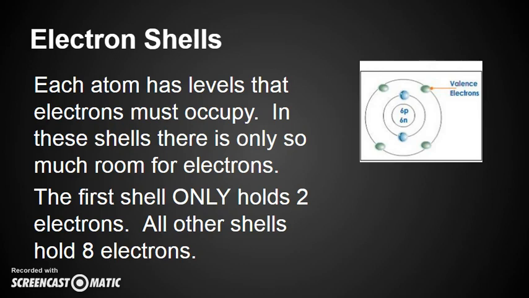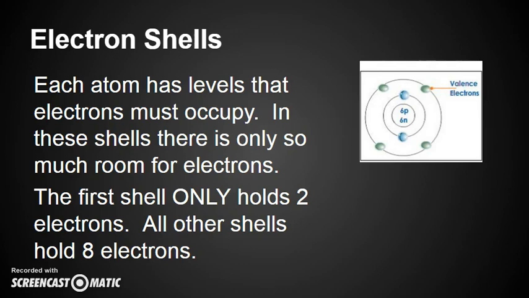Each atom has levels that the electrons must occupy. Those are the electron shells. In these shells, there's only so much room for our electrons. In that first shell, there's only enough room for 2 electrons. But every other shell holds 8 electrons. Now, the outermost shell, those electrons are given a special name, and I think you should write this down. The outermost shell, those electrons are given the name valence electrons, and these are really important electrons because of bonding.